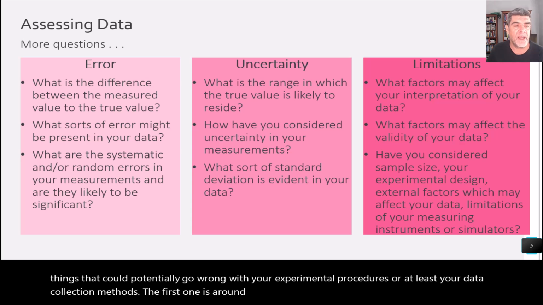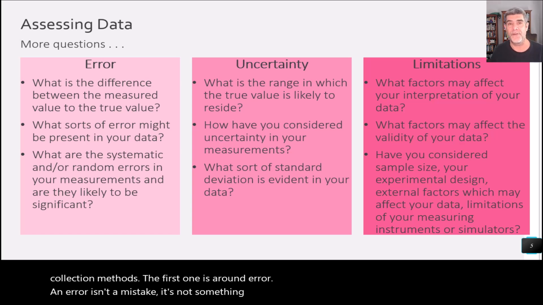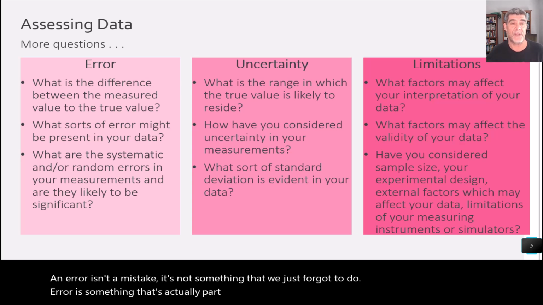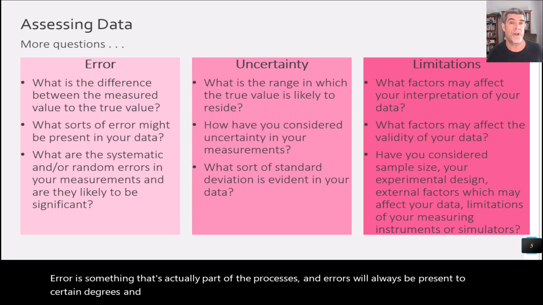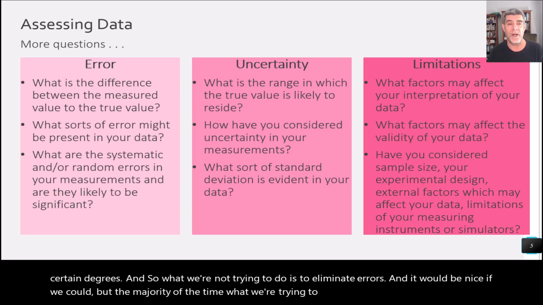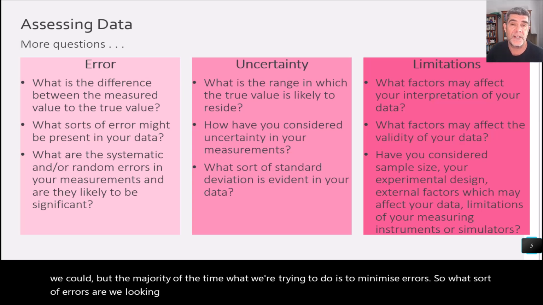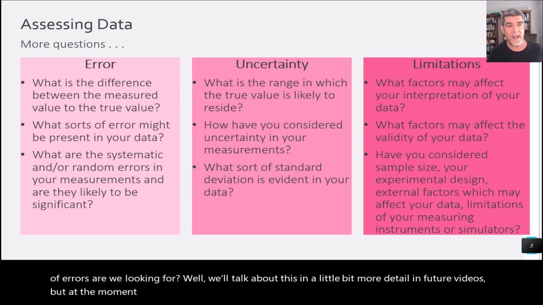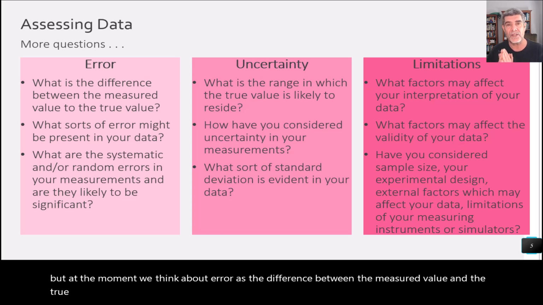And error isn't a mistake. It's not something that we just forgot to do. Error is something that's actually part of the processes, and errors will always be present to certain degrees. And so what we're not trying to do is to eliminate errors. I mean, it would be nice if we could, but the majority of the time what we're trying to do is to minimize errors. So what sort of errors are we looking for? Well, we'll talk about this in a little bit more detail in future videos, but at the moment, we think about error as the difference between the measured value and the true value, what we actually expect.